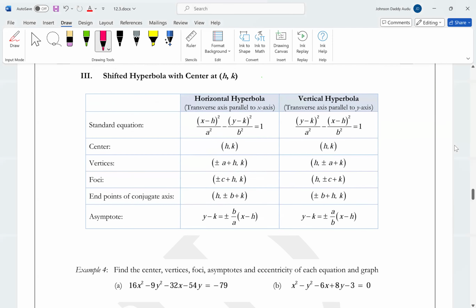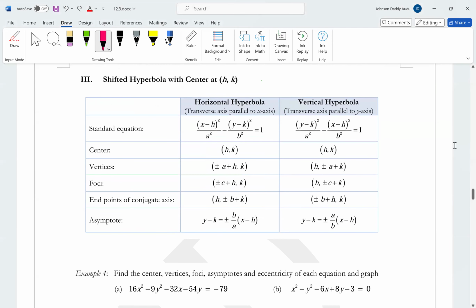So in this video, we'll be looking at hyperbola with shifted center and not vertex shifted center. What happens is that the formulas will change a bit. Here you can see we've introduced h and k, and the center now is (h, k). If you are dealing with the horizontal hyperbola, the transverse axis in this case is going to be parallel to the x-axis. And in the case of a vertical hyperbola, the transverse axis will be parallel to the y-axis.